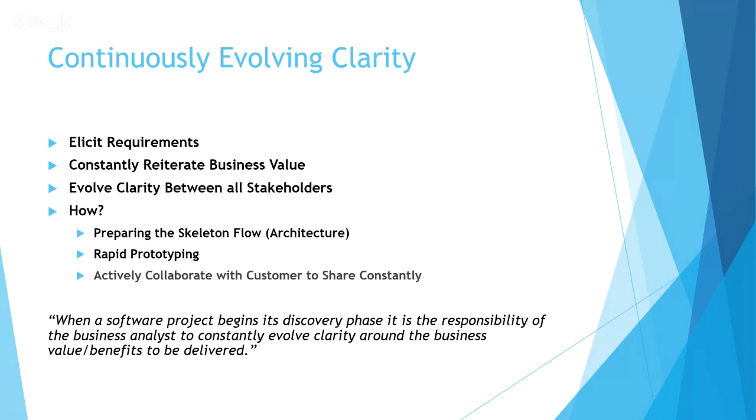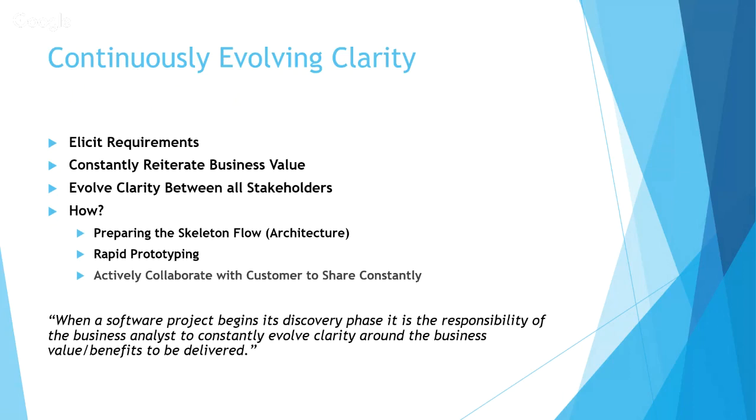And then also evolving the clarity between the stakeholders of the project, and that's all the stakeholders. And that goes back to providing that clarity to, again, the business side of things, so that the business understands and has that clarity of purpose, and that the development team has that understanding as well of those business needs. So in continuously evolving clarity, how do we do that? There's a couple different ways that are outlined in this article that talk about how we continuously evolve clarity. The first one is by preparing a skeleton flow.